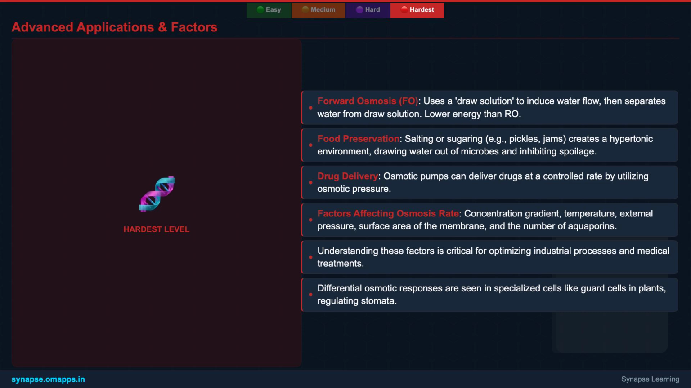Factors like concentration gradient, temperature, external pressure, membrane surface area, and the density of aquaporins all critically influence the rate of osmosis, impacting everything from industrial processes to cellular responses and specialized functions like guard cell regulation in plants.